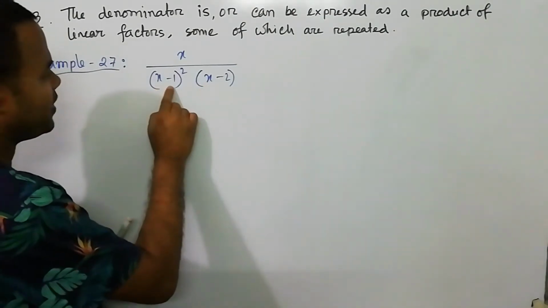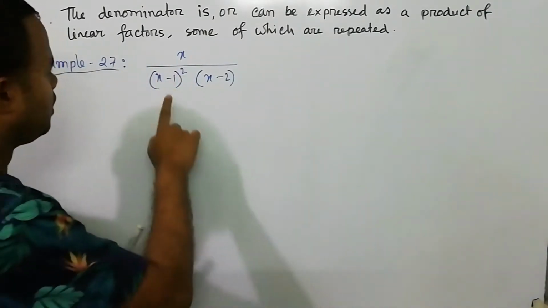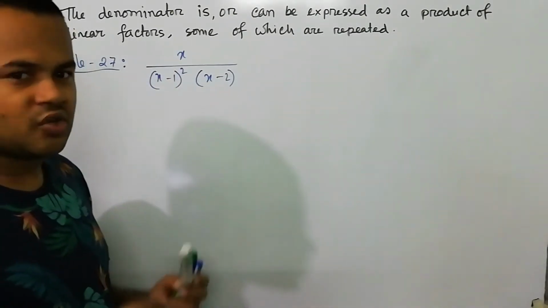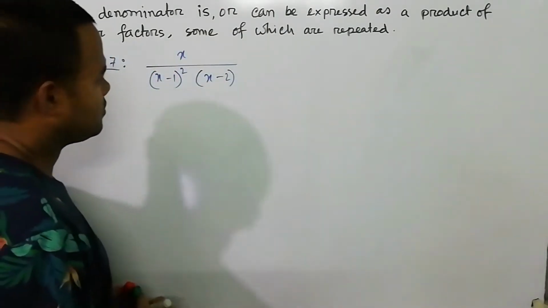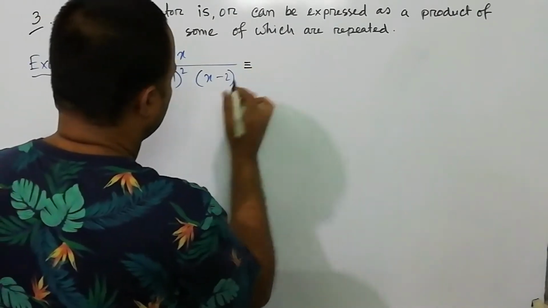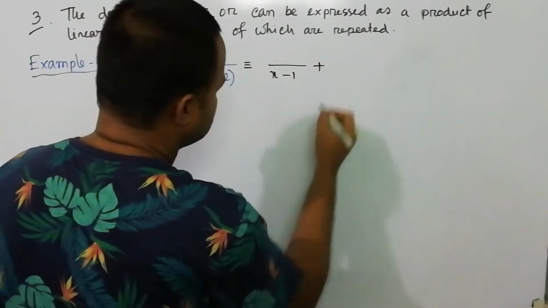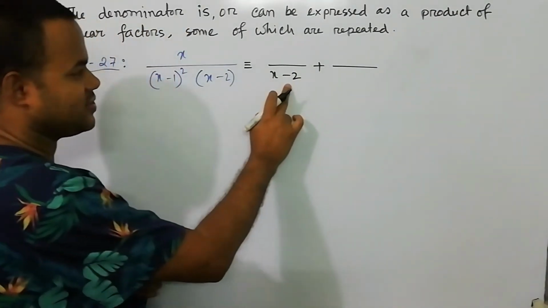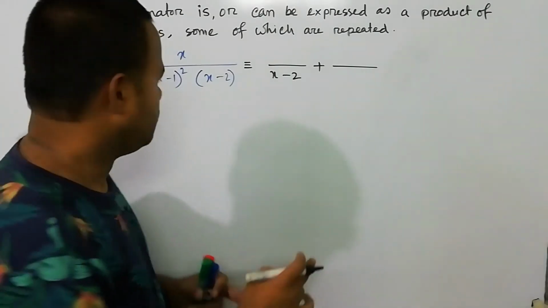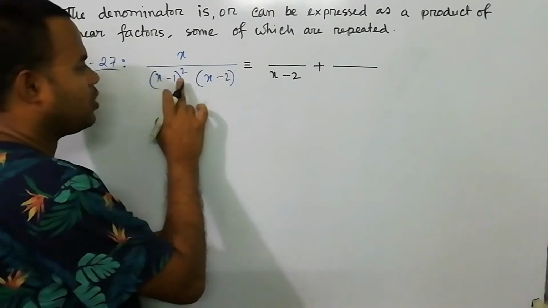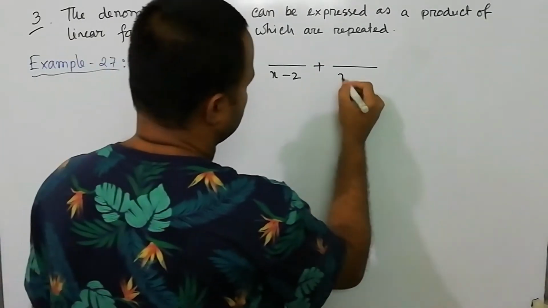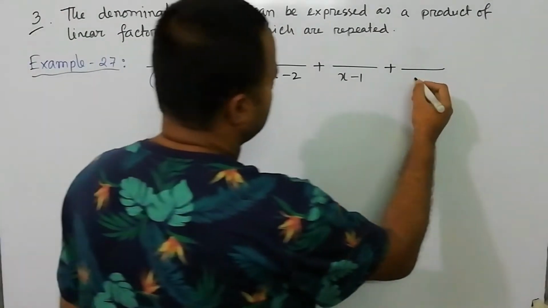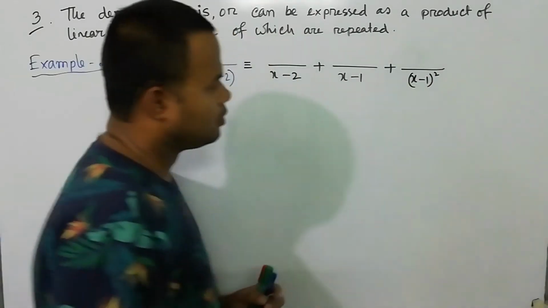So here we see that x minus 1 is repeated twice. Here (x minus 1) square means (x minus 1) into (x minus 1), so x minus 1 is repeated twice. In this case we can rewrite this as: A over x minus 1, without repeating, plus another term for x minus 2, plus another term repeating x minus 1 twice, that is, x minus 1 whole square.